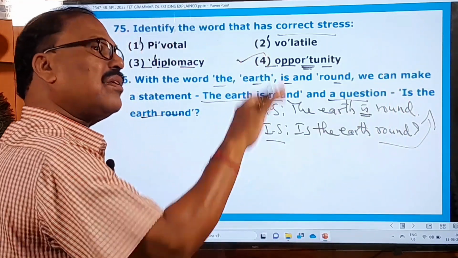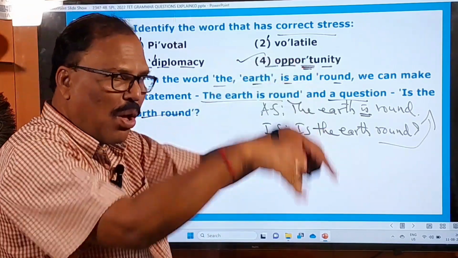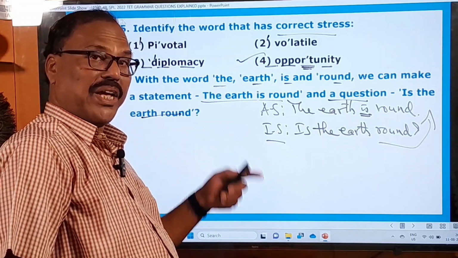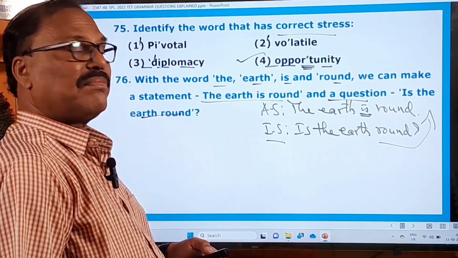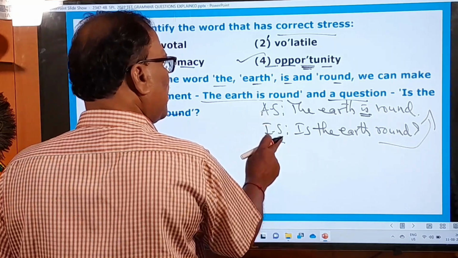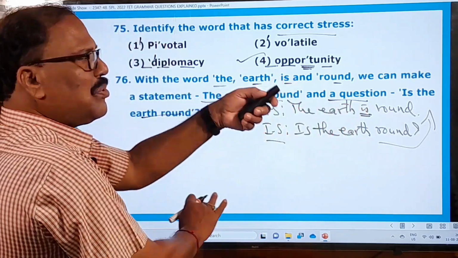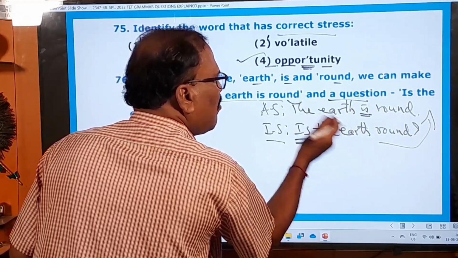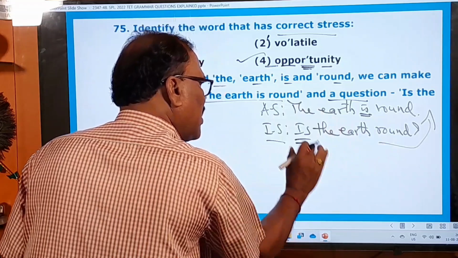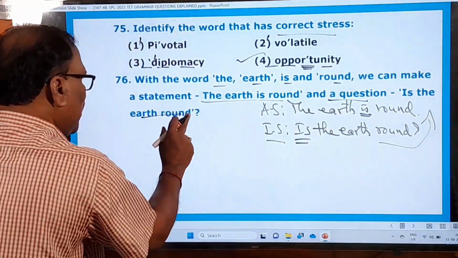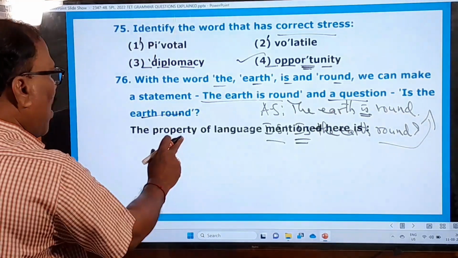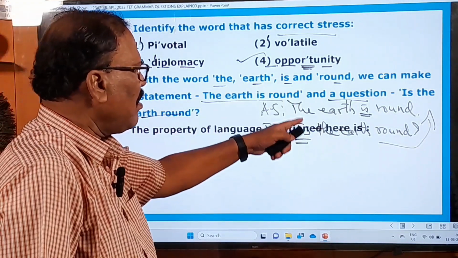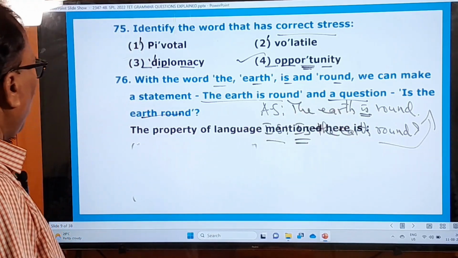Intonation. The earth is round: falling tone. Is the earth round? Rising intonation. So this is an assertive sentence and an interrogative sentence. You have just changed these 2 statements slightly. The helping verb is brought to the front position. That's all. All other words are as they are. Now here he says, is the earth round? Now what is the question actually? The property of language mentioned here, what is the property of the language mentioned? The earth is round and is the earth round? What is the property mentioned here?